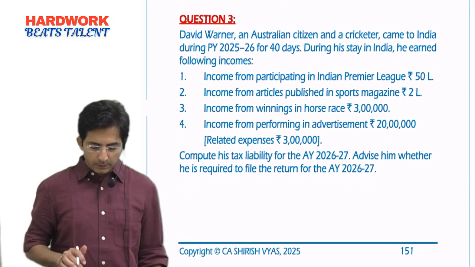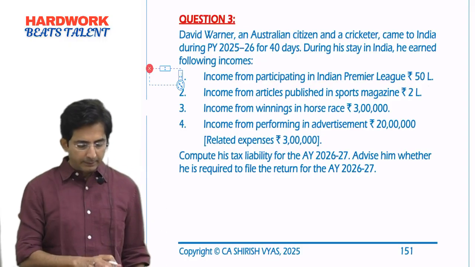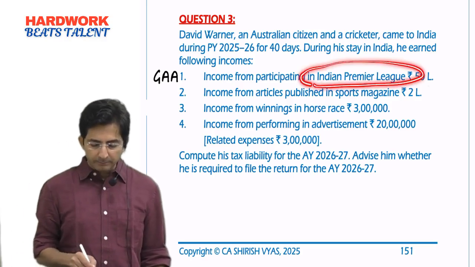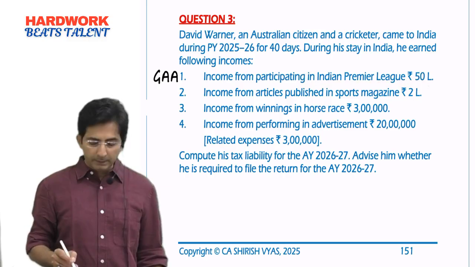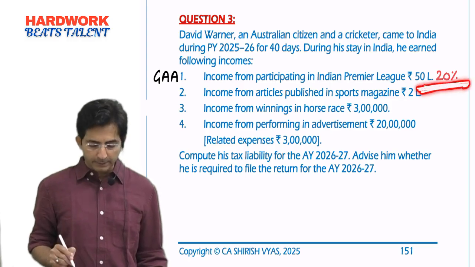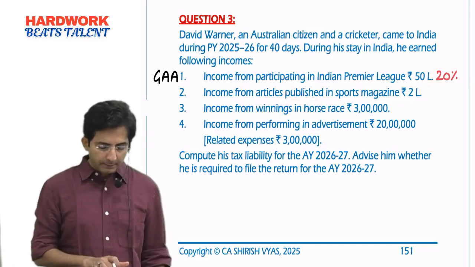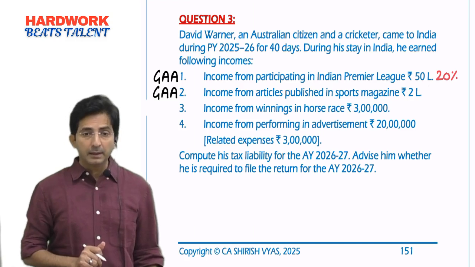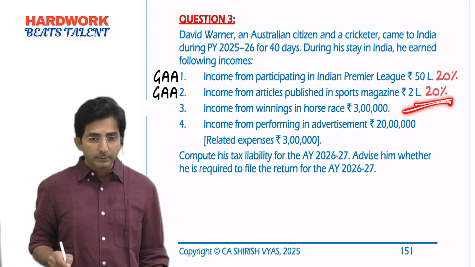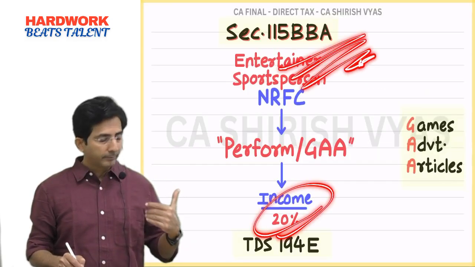So check. First income is participating in IPL. So this becomes GA income. See, I have written there GA. IPL is games. So for participating in a game, the income which you get is subject to what percent? 20%. See, I have written 20%. Then income from articles published in a sports magazine, even this comes in GA, games, articles and advertisement, and even this is subject to 20%. See this, 20% as per which section? 115BBA.